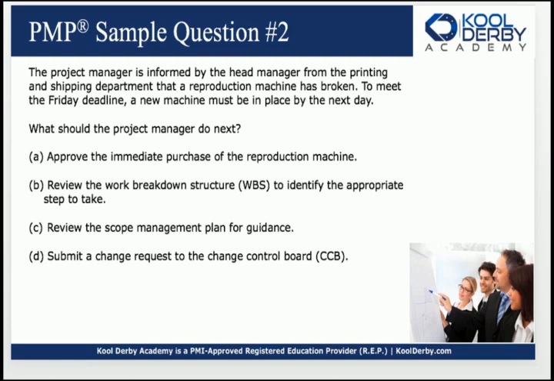What should the project manager do next? Okay, a lot of questions on the exam ask what do they do first and what do they do next. This is the next one. A, approve the immediate purchase of the reproduction machine. Okay, this is a problem now. Because if I just approve it, somebody comes up to me and says it's not working, and I say, well, go buy it. That's a big problem, because if you're doing it as a project manager, maybe other managers are doing it too, and before you know it, you're going to get way out of budget.